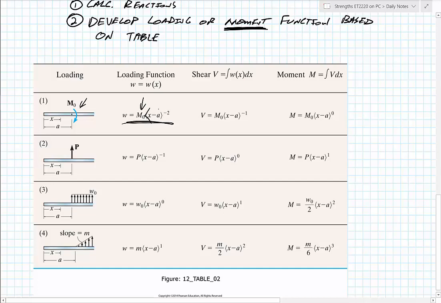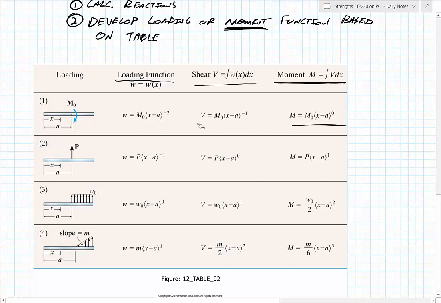Then I have those brackets, and I have x minus a, where a is the distance away from the end, to the power of -2. And then my shear function, so this is the loading function. I could start there, and like we said before, I can integrate this, and I end up with my shear function. The work is done for you. And I can integrate again and come up with my moment function.